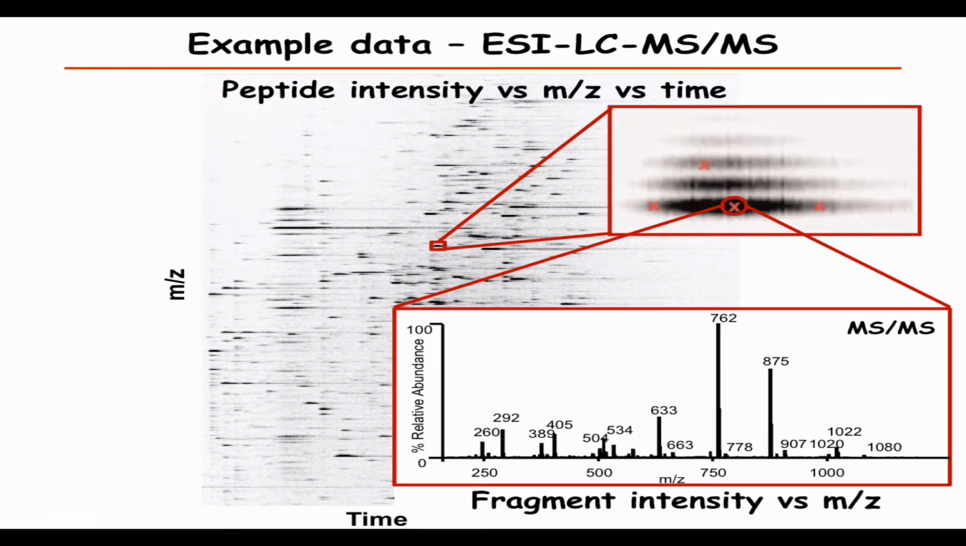So if you run the same sample twice, you're going to identify slightly different peptides. The most intense ones are going to be the same, but the lower intensity ones are definitely going to be different.